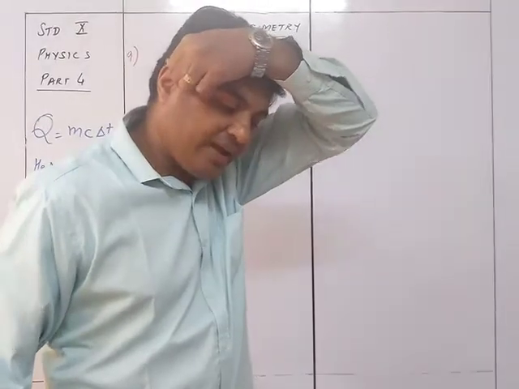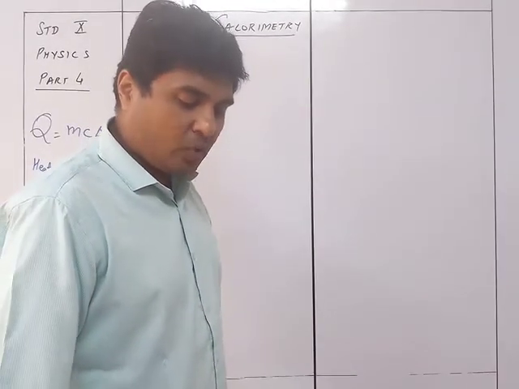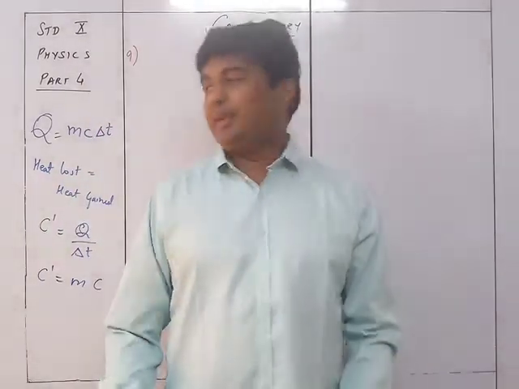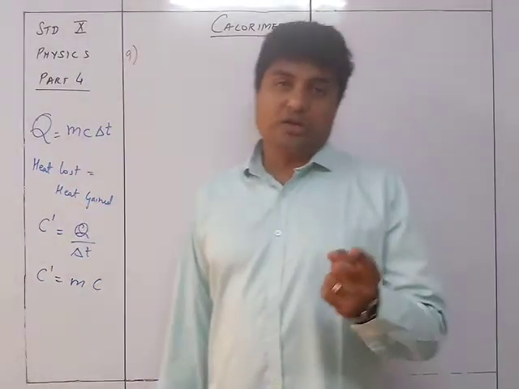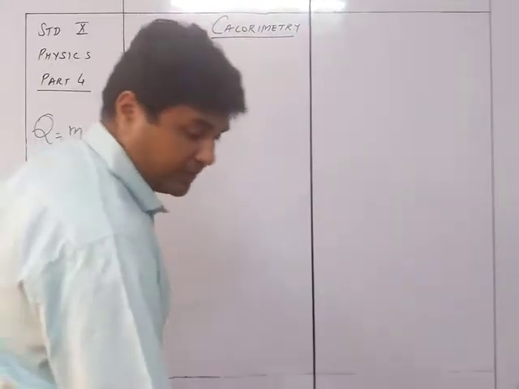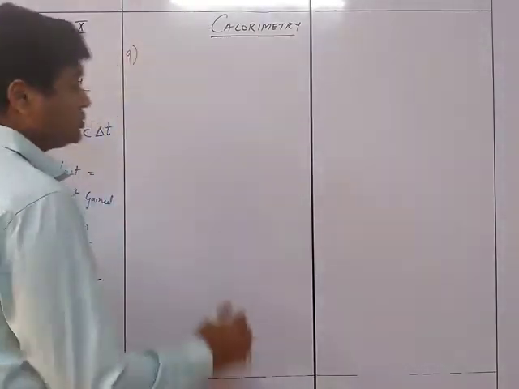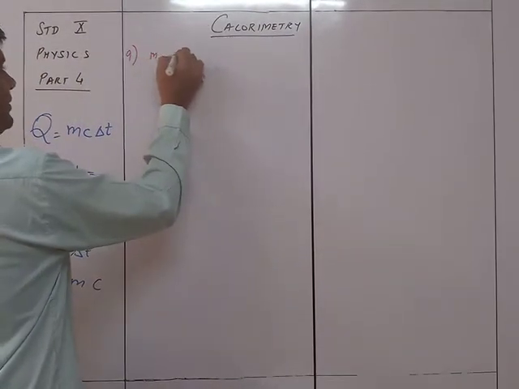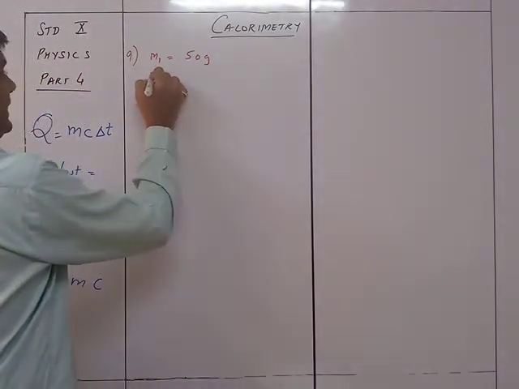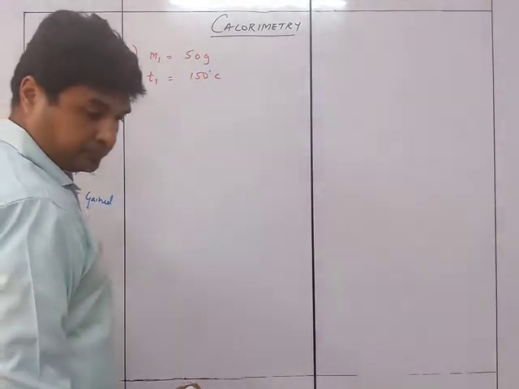A mass of 50 grams of a certain metal at 150 degrees is immersed in 100 grams of water at 11 degrees Celsius. So now this is the sum of the principle of calorimetry, heat loss is equal to heat gain. So we'll take up one by one the different kind of material over here. First thing is, we know the mass of 50 grams of certain metal. So we have M1 is equal to 50 grams at T1 is equal to 150 degrees Celsius.